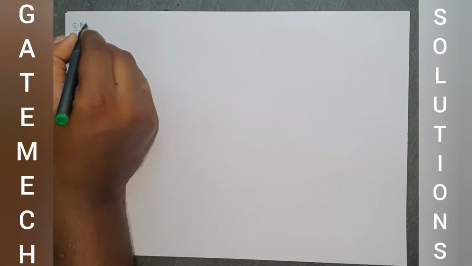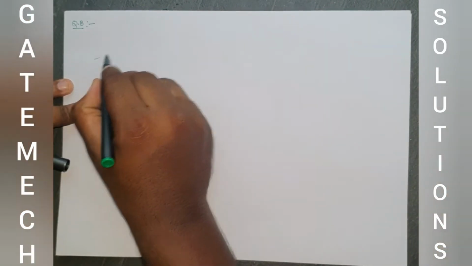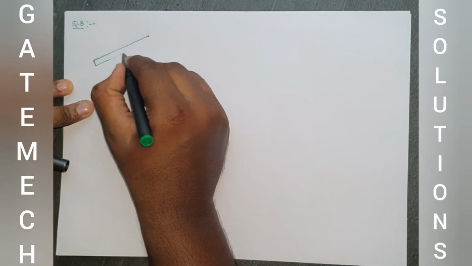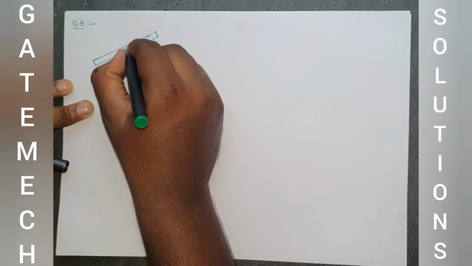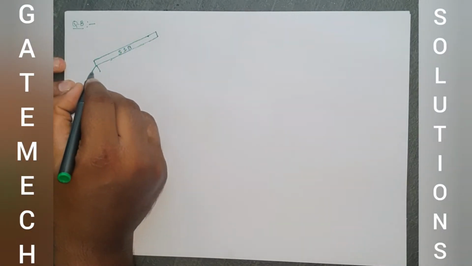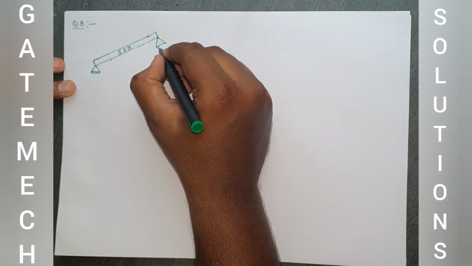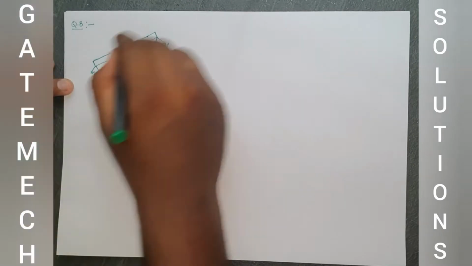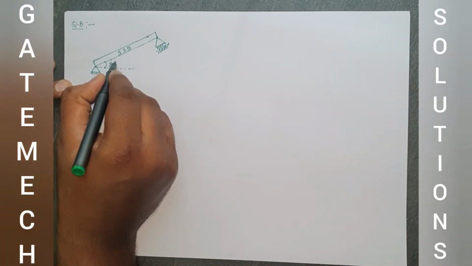Let us take question number 8. Question number 8, they have given a simply supported beam where one end is with a hinged support, the other end is the roller support. This is a simply supported beam that is in an inclined manner, which is making an angle of 30 degree with respect to horizontal.